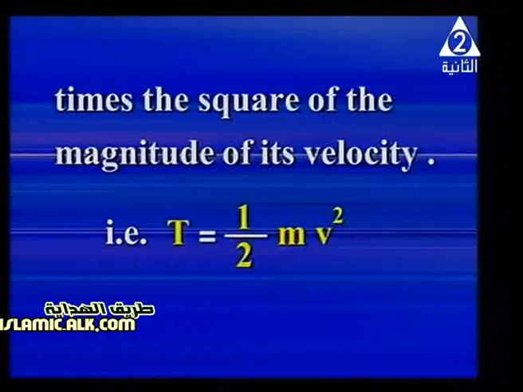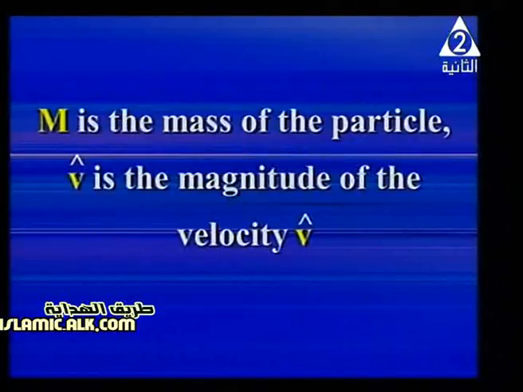Dear student, we have mass, its symbol m, v, its symbol represents the velocity. Kinetic energy represented by capital T equals half multiplied by mass times the square of the velocity. Note that m is the mass of the particle, and magnitude of v is the magnitude of the velocity v.